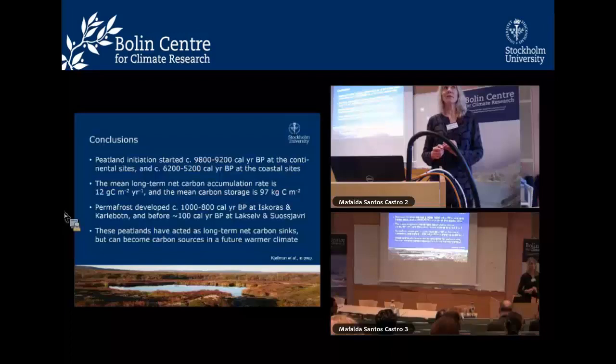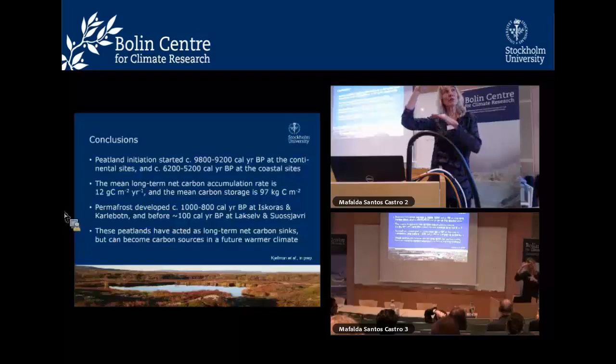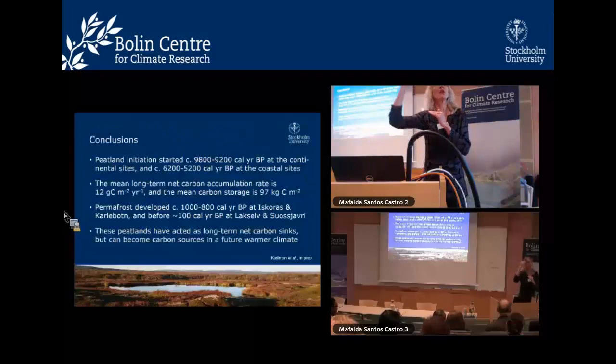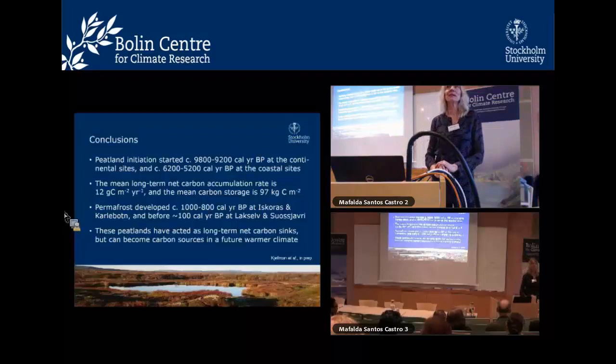Well, it works from two directions. It works both from the surface and from below. You have a deepening of the active layer that's really variable from year to year. It very much depends on the summer conditions and temperatures. So it can be deeper one year and more shallow the next. If you have a warm summer, it will be deeper, and if you have a cold summer, it will be more shallow. But then you also have the thawing from below. So it's hard to say in a year.